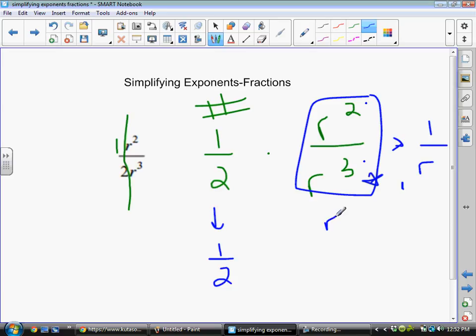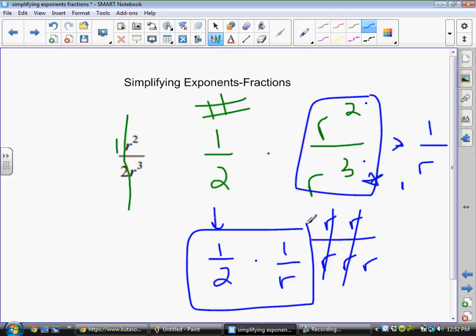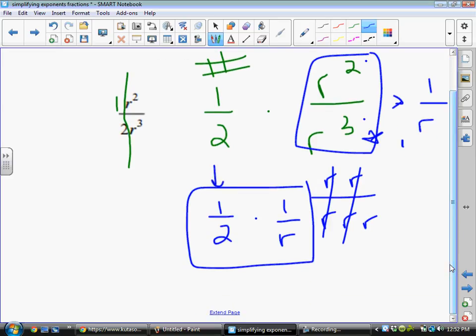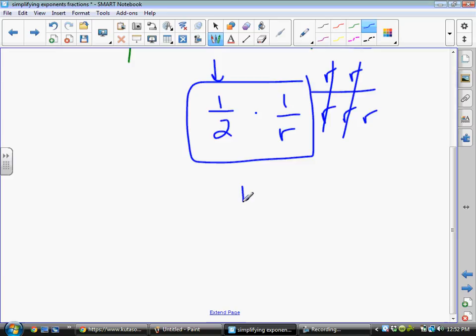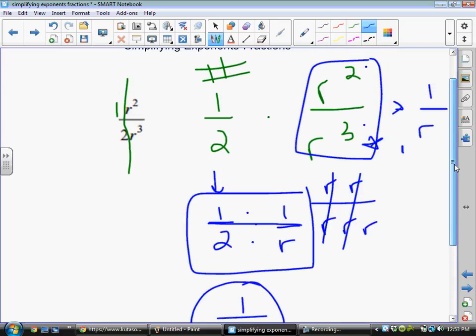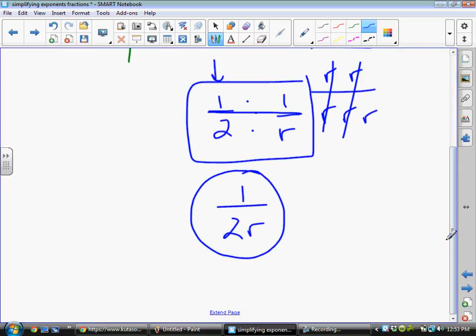If you'd like to write out the r's, you can. And then you're going to cross out if they're the same on the top and bottom, and there's an r on the bottom. So, this is what I have left when I simplified my two separate parts of this problem. So now I'm just going to stick them together again. 1 times 1 on the top is just going to become a 1. 2 times r on the bottom is just going to become 2r. So here is our simplified version of this problem. So really there was only an r that simplified out.